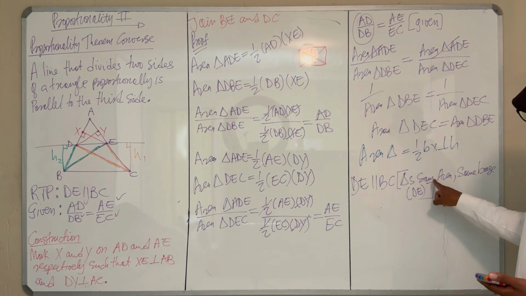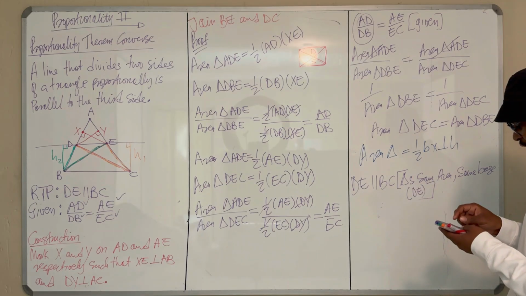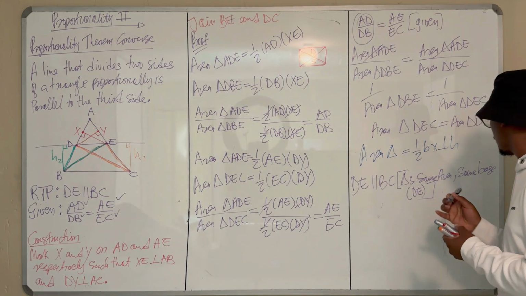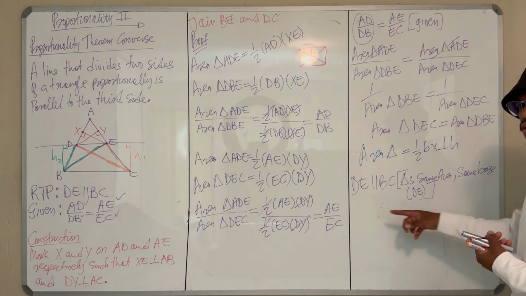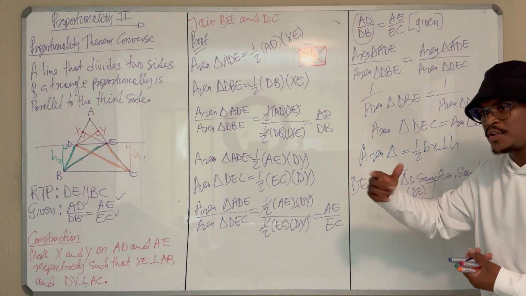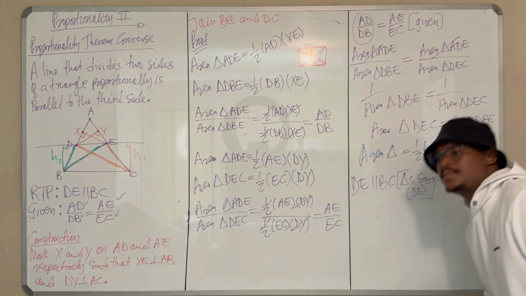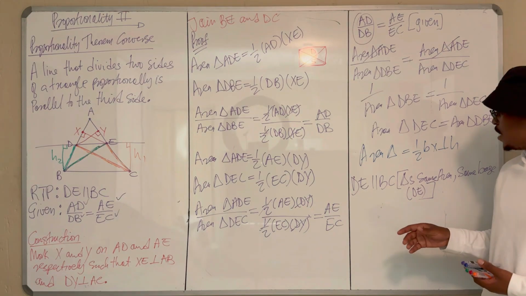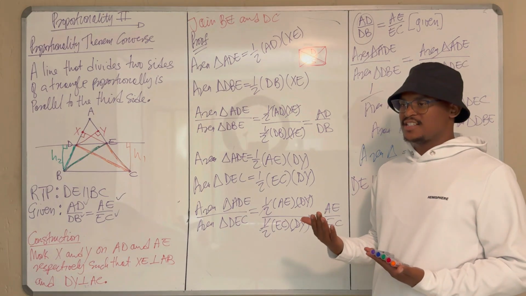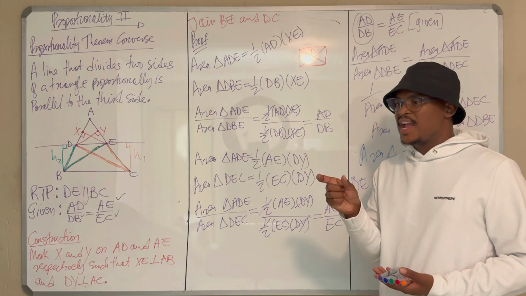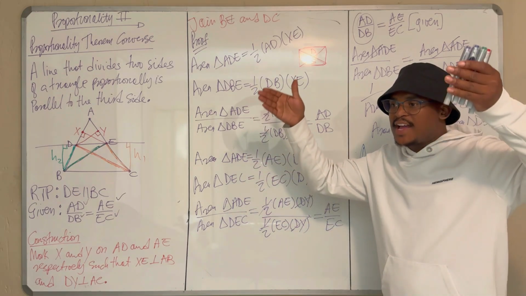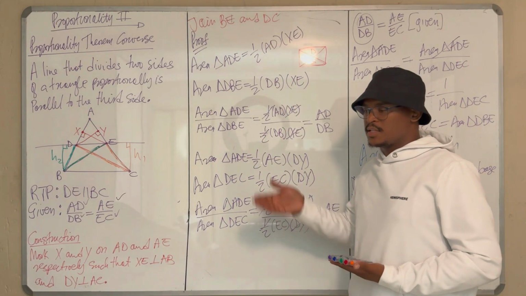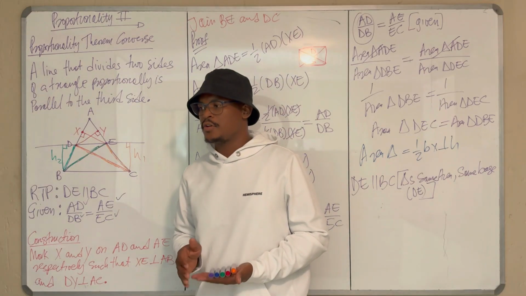So the triangles have the same base. If these triangles have the same area and the same base, the two lines have to be parallel because the perpendicular heights also have to be the same. Because if you're saying half base times perpendicular height, and the base is the same, and you want your areas to be the same, your perpendicular heights need to be the same as well. This is how you do the converse of the proportionality theorem.